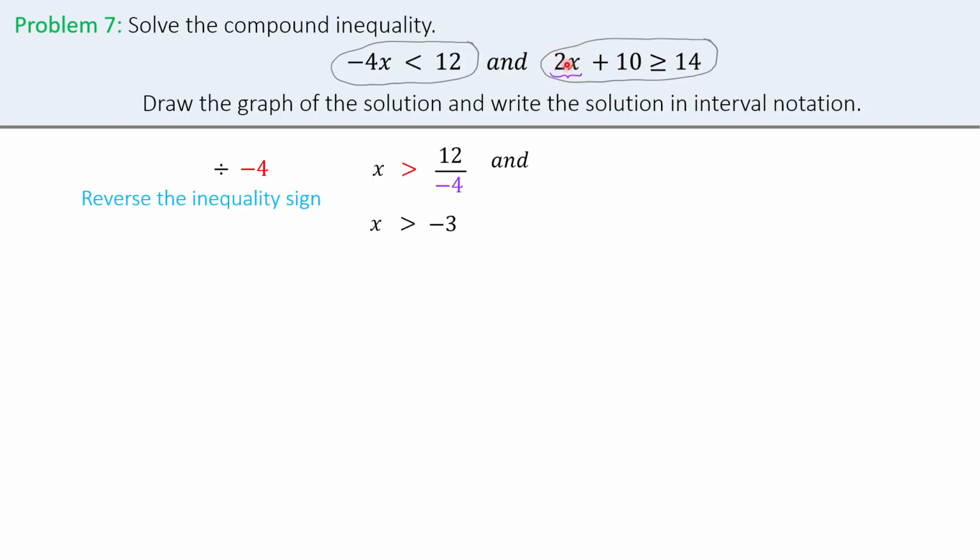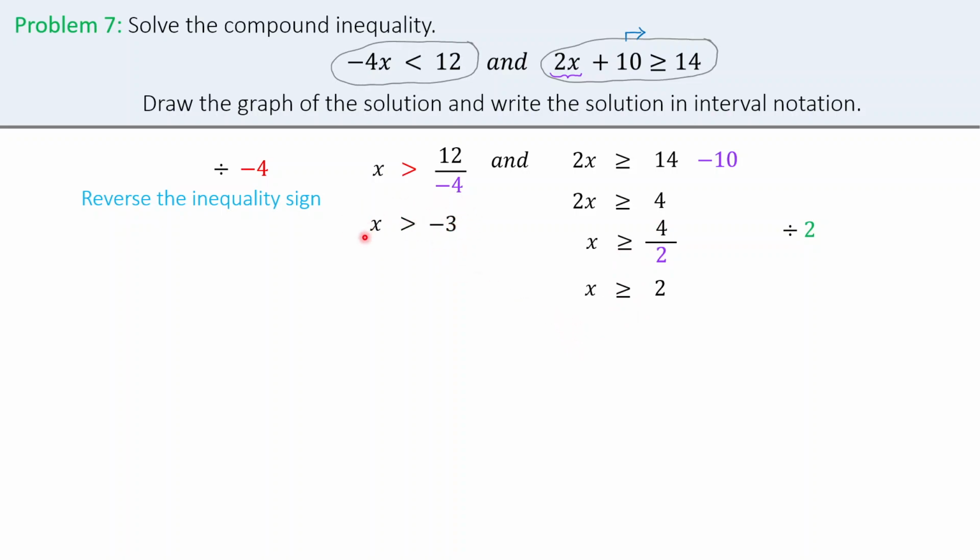Isolate this term by moving this term to the right. 2x greater than or equal to 14. Positive 10, so you need to add -10. 2x greater than or equal to 14 minus 10 is 4. Now divide both sides by 2 and isolate x. You get x greater than or equal to 4 divided by 2. X greater than or equal to 4 divided by 2 is 2.